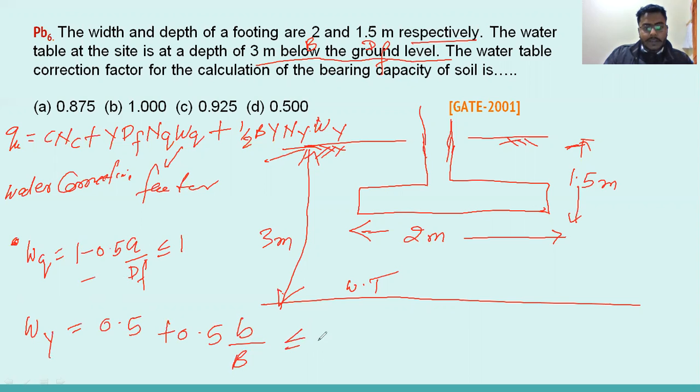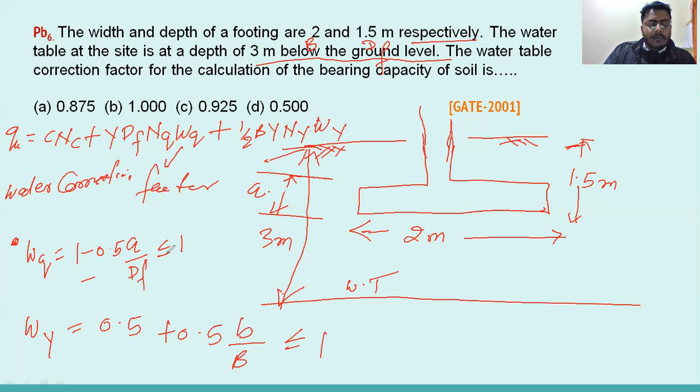Right? It should be less than or equal to 1. So you will see A. Whatever the water table, when the water table is at this level, the height of the water table from the base of the footing, this distance, is called A. When the water table is below the base of the footing, you have to neglect this value. This value will be 0.